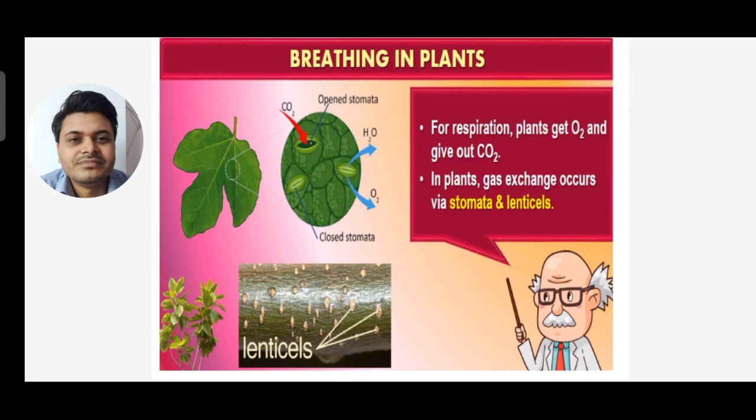Alright, so in plants, gas exchange occurs via stomata and lenticels. This is for respiration. Don't confuse respiration with photosynthesis. The pores that are present on the stem are called lenticels, and the pores that are present in the leaf are called stomata. You can see a closed stomata structure is given, and an open stomata structure is given.